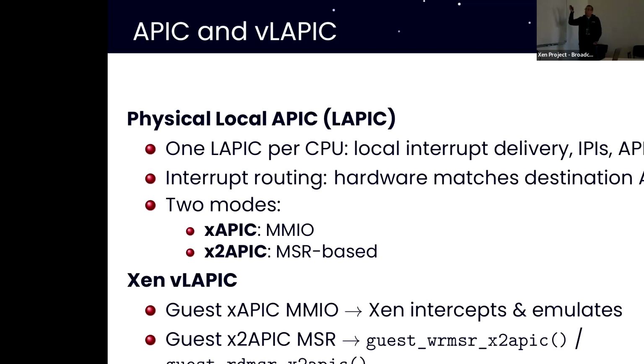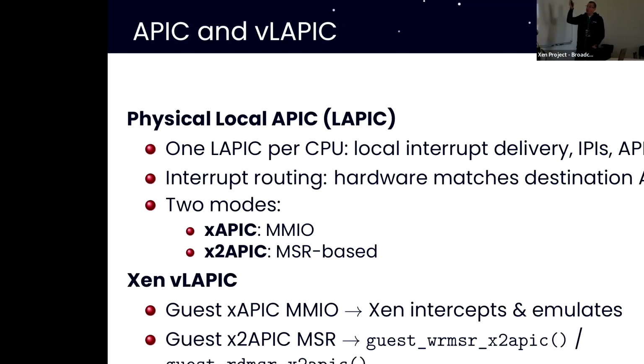So how does the interrupt routing work? There's the interrupt routing hardware, which matches these APIC IDs against CPU cores. So if you want to send an interrupt to another core, you write into your interrupt command register the ID of the core you want to send it to, and then you fire the interrupt, and then it arrives at the right core.